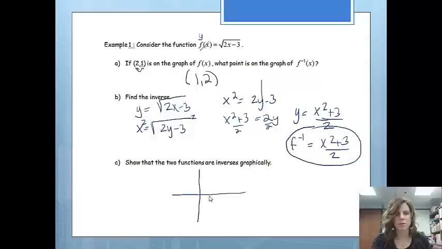So this looked something like that, and we had the line y equals x, and then I'm only going to draw this part of it because that was the only part that was actually the inverse of it. So this was f, and this was f inverse. And so we did show that those two functions are inverses graphically. So hopefully now you can find the inverse of a function.